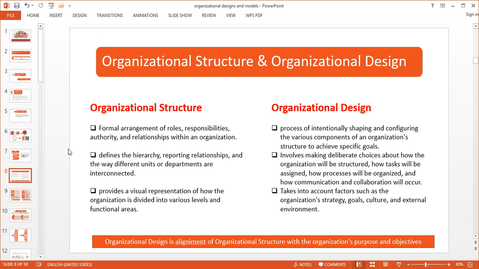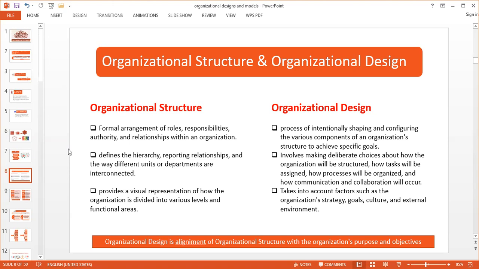Organizational structure defines the hierarchy, reporting relationships, and the ways different units or departments are interconnected, while organizational design involves making deliberate choices about how the organization will be structured, how tasks will be assigned, how processes will be organized, and how communication and collaboration will occur.